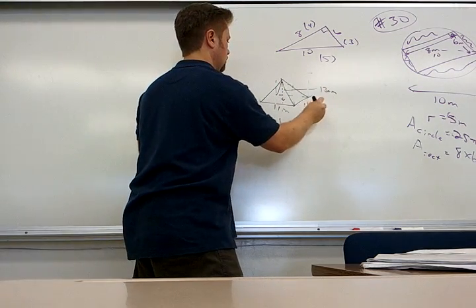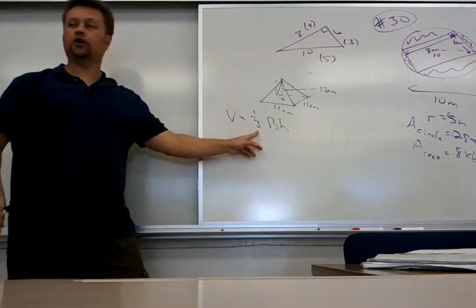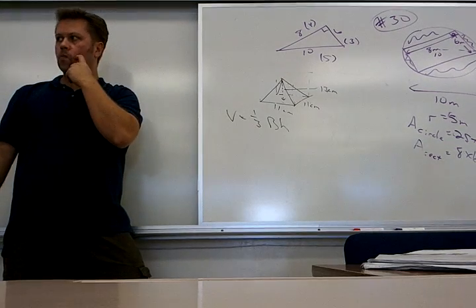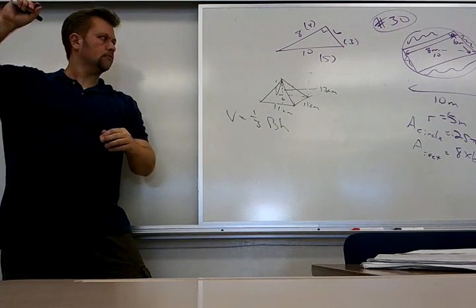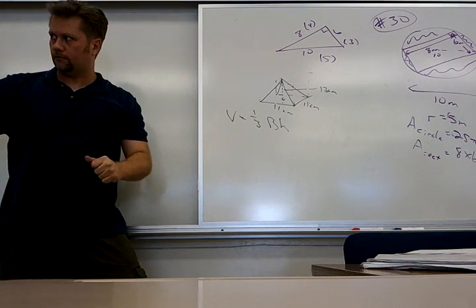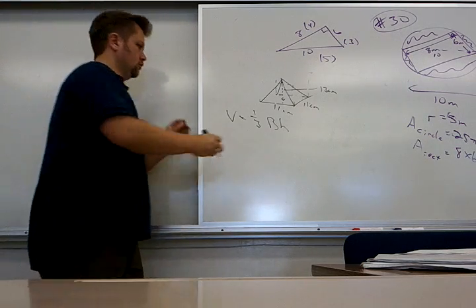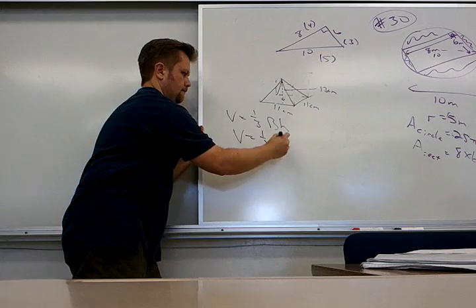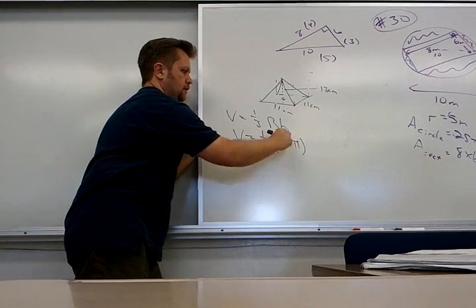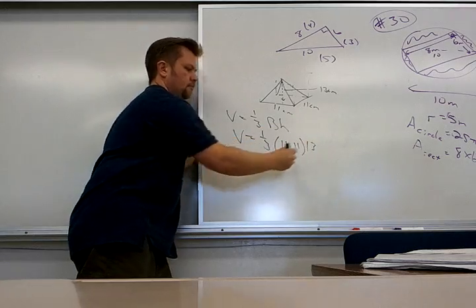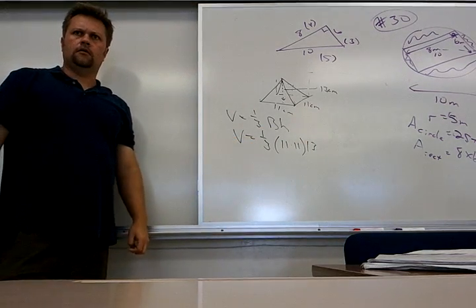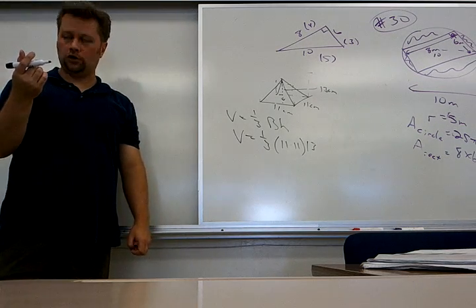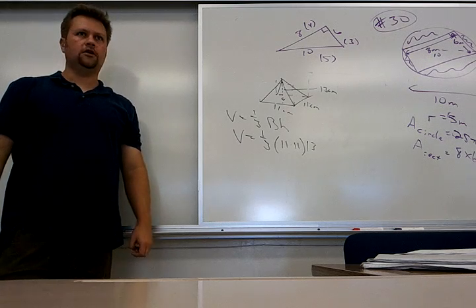So the volume is 1/3 the area of the base times the height of the pyramid. The base is just 11 times 11, which is 121. So we multiply 1/3 times 121, times the height, 13, centimeters. And it's 524.3 cubic centimeters.